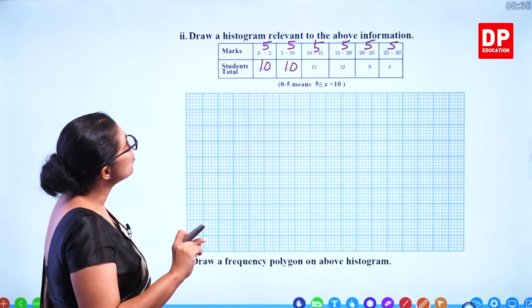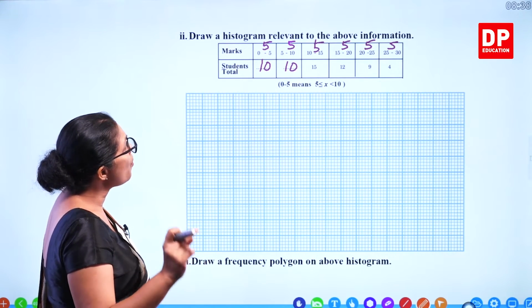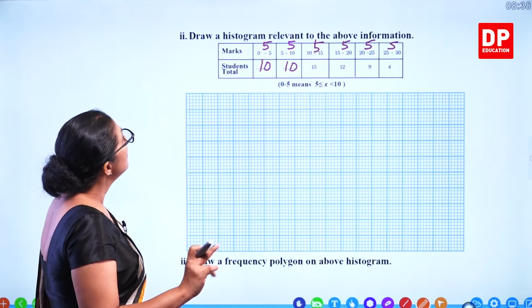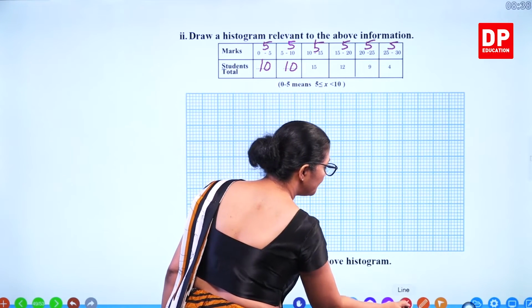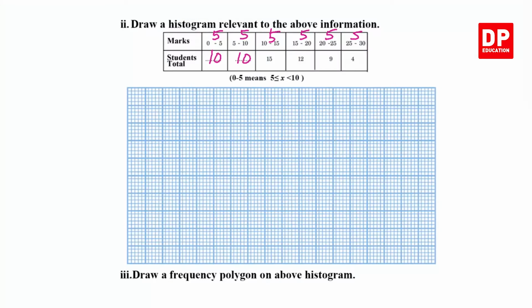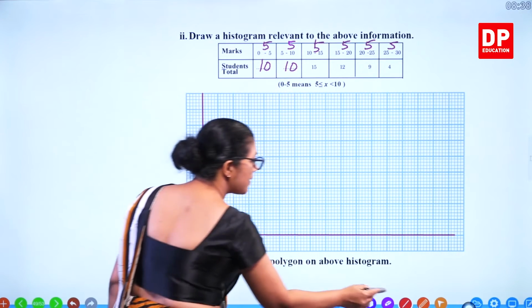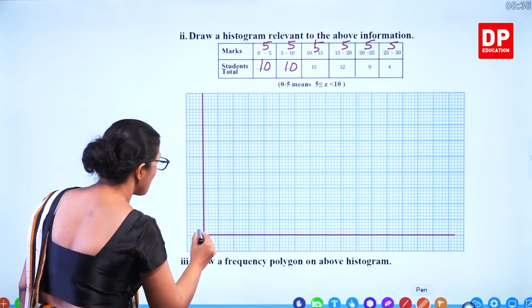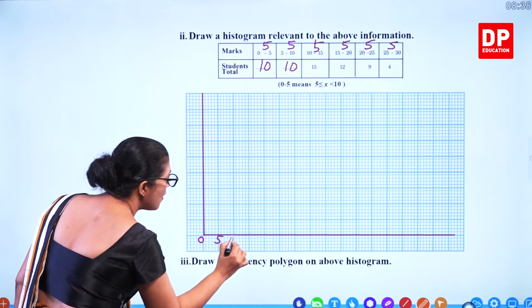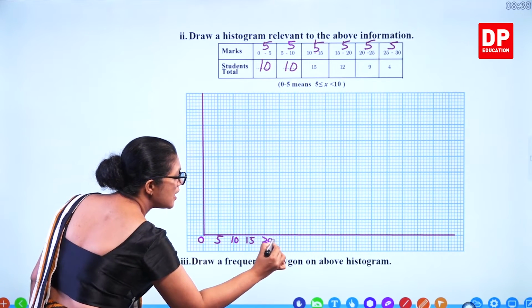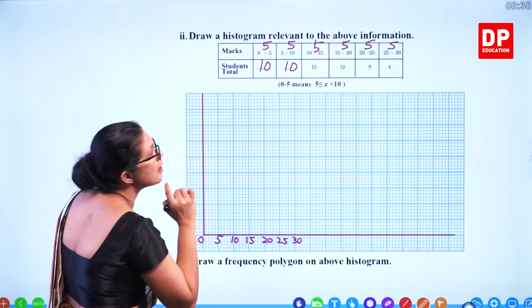So what are the intervals? 0 to 30. So we need to divide it. And frequencies, maximum 15. So we'll take here, this is the x-axis and this is the y-axis. And when you take the scale, I can start from 0 and each 5 squares I can put 5. 5, 10, 15, 20, 25, 30 is the maximum.